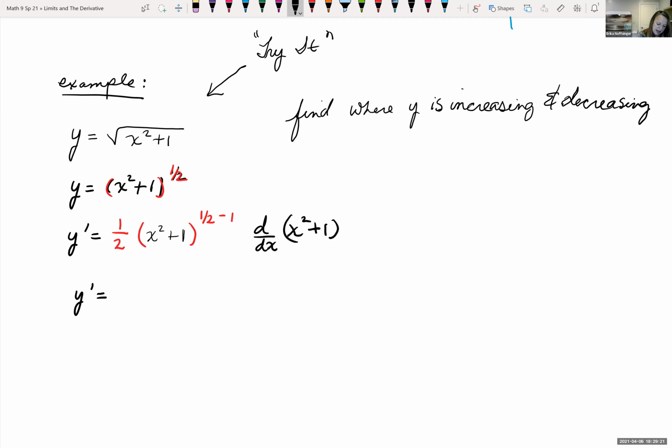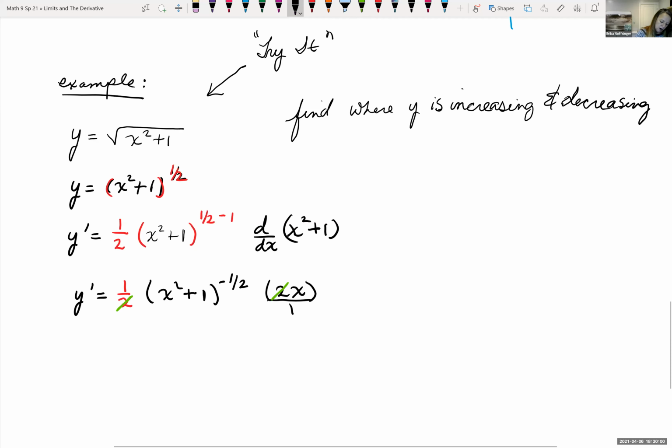So let's do that. We have 1/2 times x squared plus 1 to the negative 1/2 power times the derivative of x squared plus 1, which is 2x. So let's clean this up before we set it equal to 0 and find where it's undefined. Notice that we have a 2, because think of this as 2x over 1 in the numerator and denominator. We can cancel because this is strictly multiplication right here.